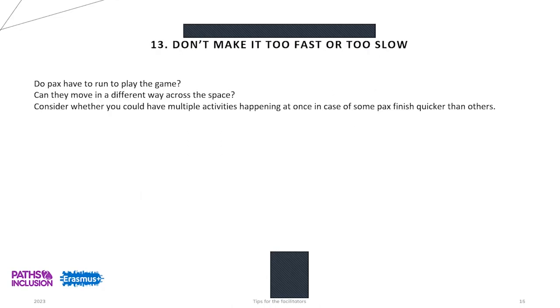Don't make it too fast or too slow. If you have a very big group with a lot of people with a disability or a special need, sometimes we make a game very slow, or sometimes very fast. This is something you have to look at, to see how mobile our people are. Do they need help? Do you have to work in couples? Sometimes it's interesting to make your exercise a bit slower, so that you give more space.